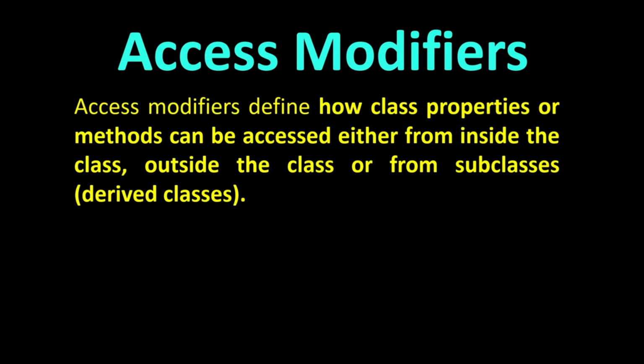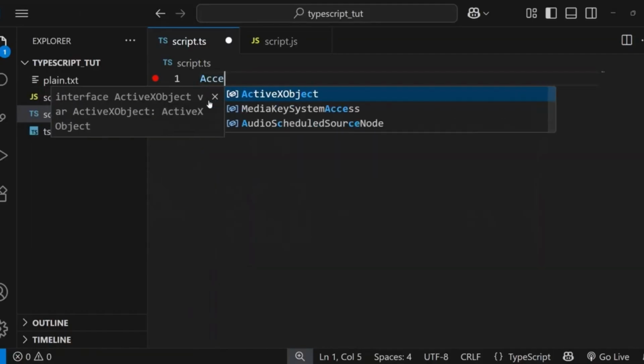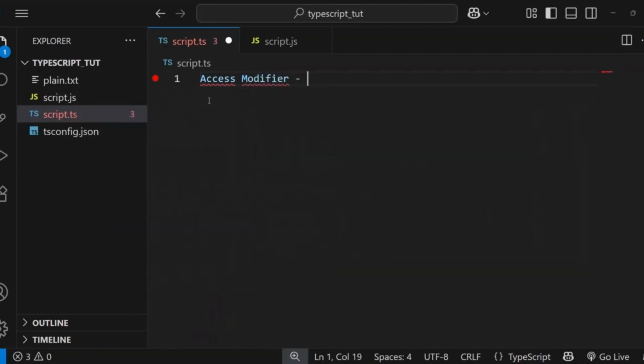Access modifiers define how class properties or methods can be accessed, either from inside the class, outside the class, or from a subclass. We have a list of access modifiers. Let's see them one by one. First we have public. A public modifier is set by default. Accessible anywhere: inside the class, outside the class, and in derived classes. Let's see a quick demonstration.